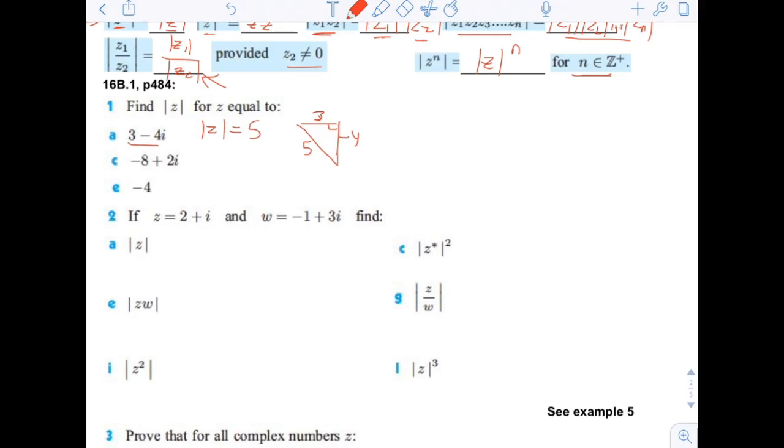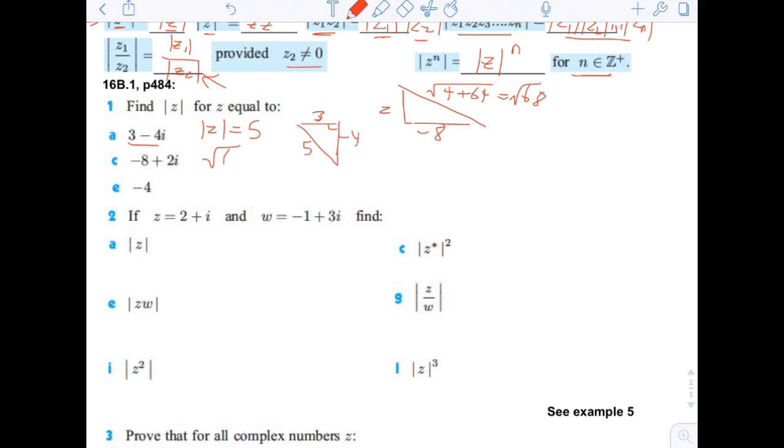What about negative 8 plus 2i? Negative 8 would be going to the left 8, plus 2, you're going up 2. I think that was a very dumb place to write negative 8. Let's put it there. Okay, so to find the hypotenuse in this case, we would square the 2, square the 8, add them together and take the square root. So it'd be the square root of 68, right?